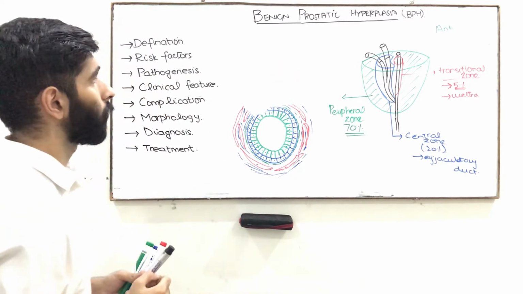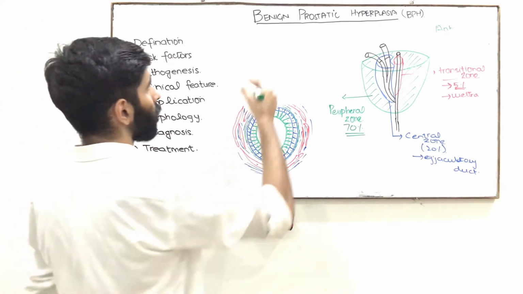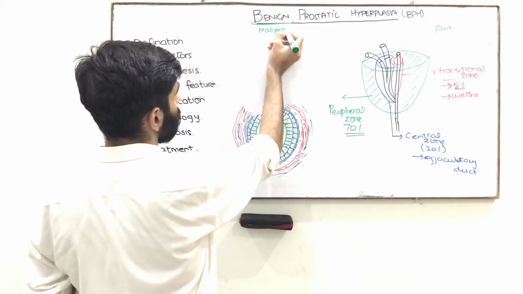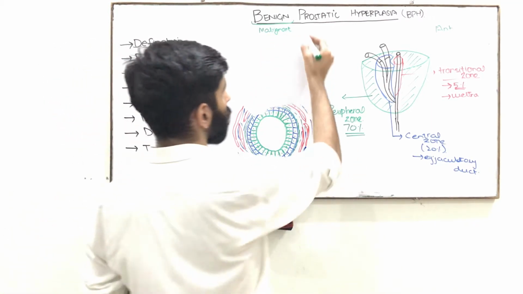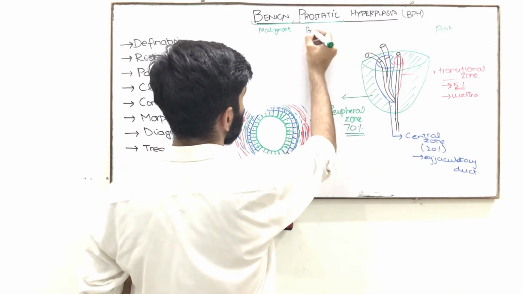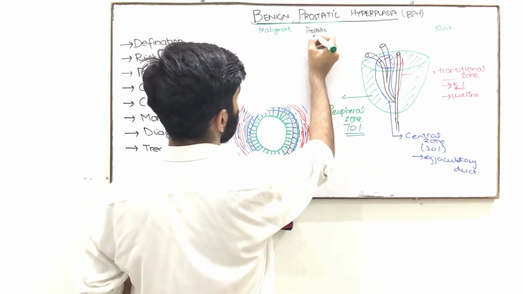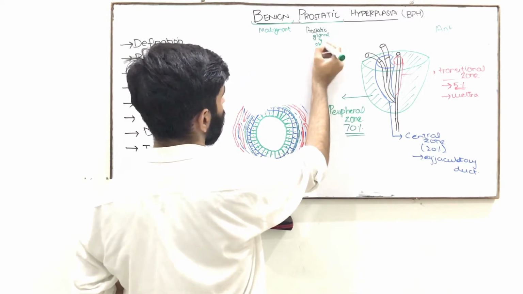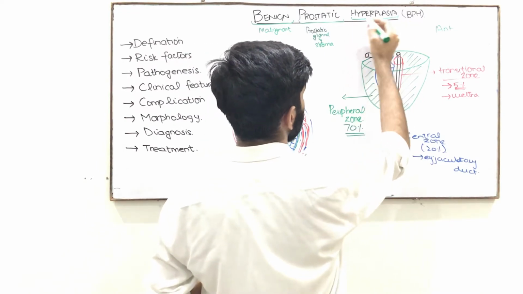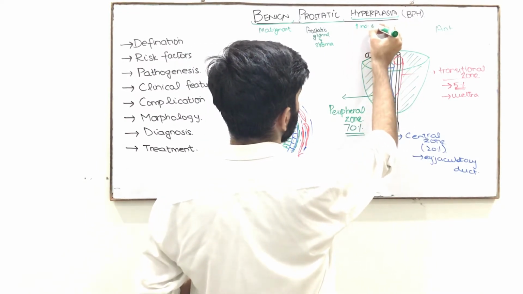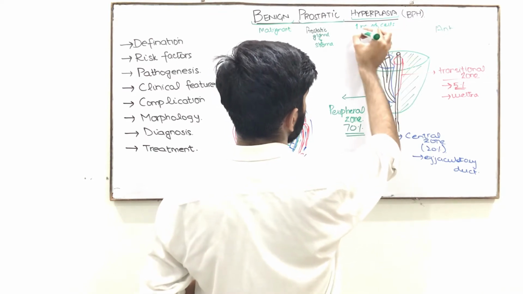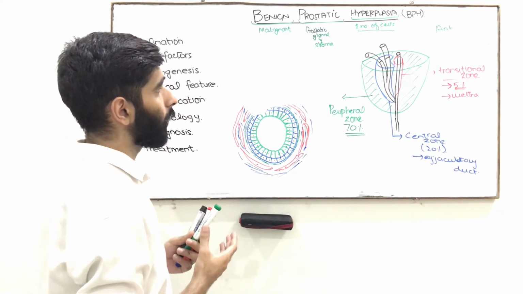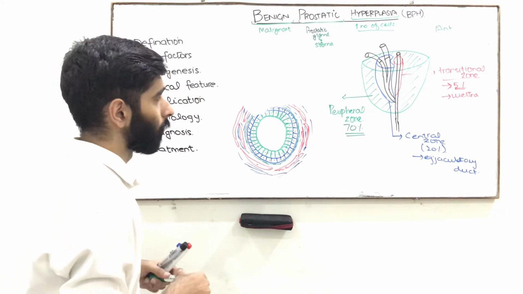So what is benign prostatic hyperplasia? If you look at its definition, it is a benign growth, it does not become malignant and it does not invade the surrounding tissue. It arises from the prostatic gland and stroma, and by hyperplasia we mean an increase in the number of cells. So it is a benign growth of the prostate gland due to an increase in the number of cells.